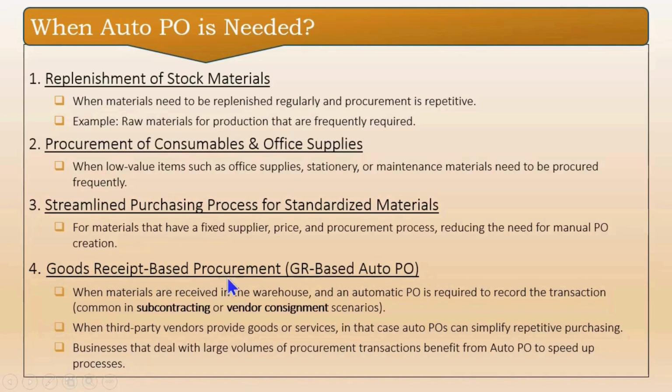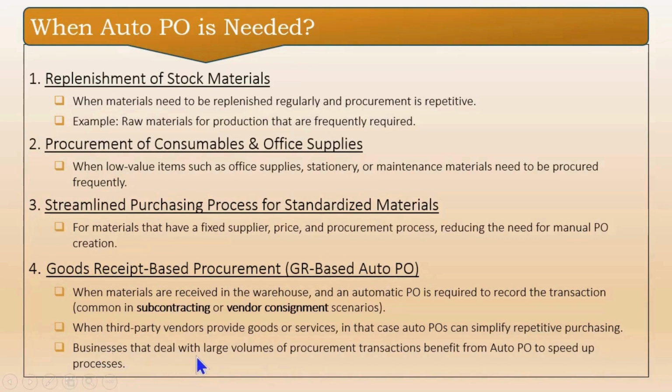Fourth point, goods receipt based procurement. When materials are received in the warehouse, an automatic PO is required to record the transaction, common in subcontracting or vendor consignment scenarios. Subcontracting also requires POs regularly for the supply of material, especially in the case of consignment. The stock will be in your premises, and you need to take the stock regularly for your consumption. In that case, auto PO is feasible. When third-party vendors provide goods or services, auto PO can simplify repetitive purchasing. Businesses that deal with large volumes of procurement transactions benefit from auto PO to speed up the process.